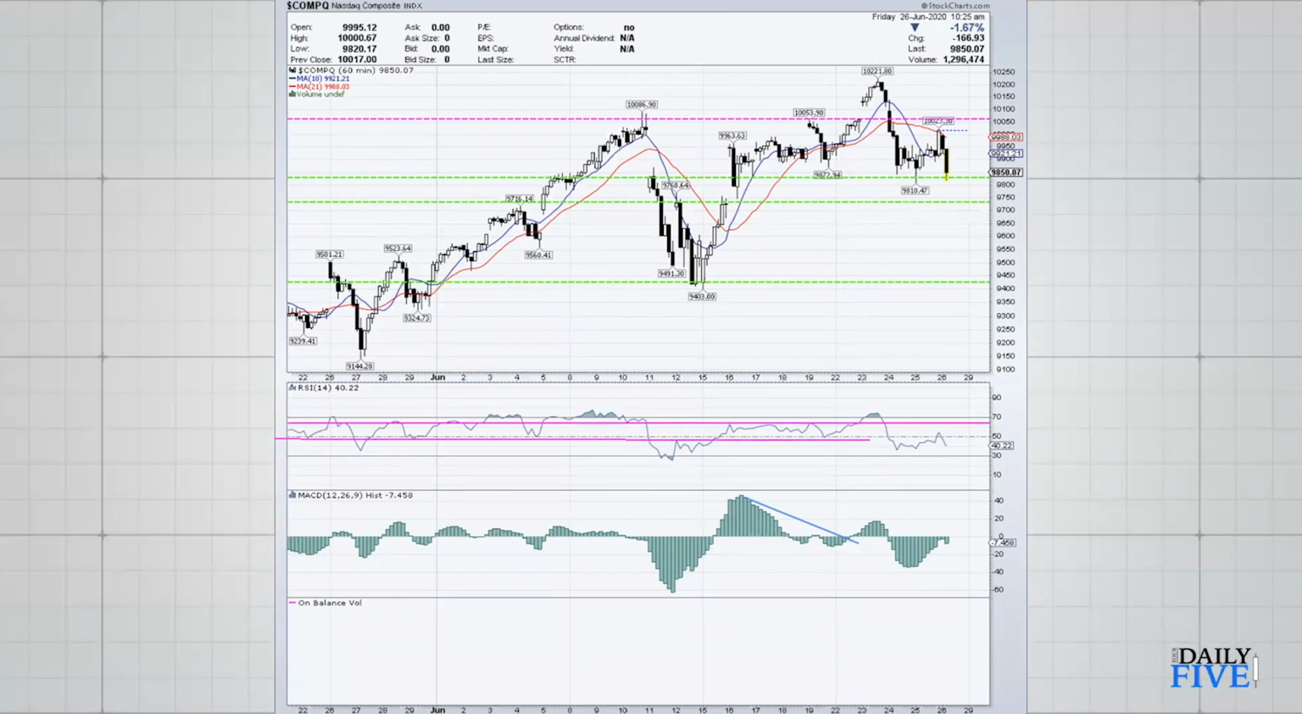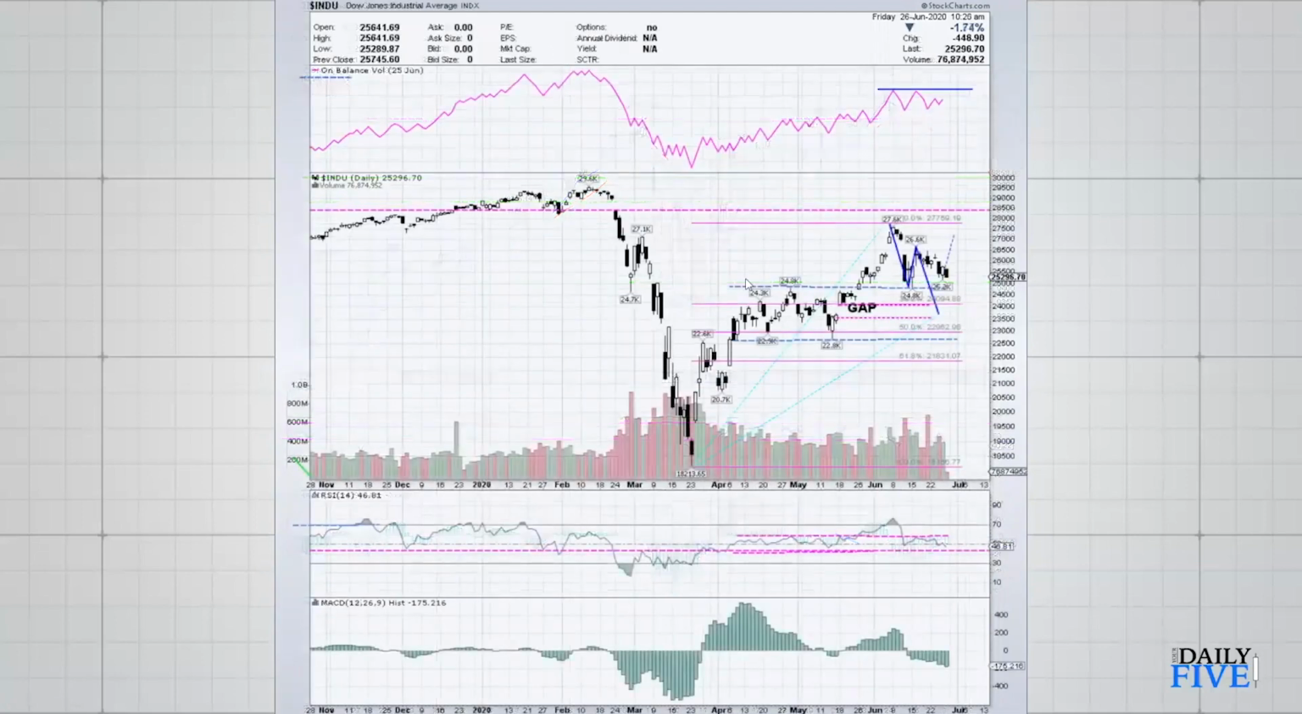The Dow. We're looking at the Dow Jones Industrial now, and on this chart, the Dow has been weaker than the Nasdaq and the S&P through the decline and from the March lows back up again.